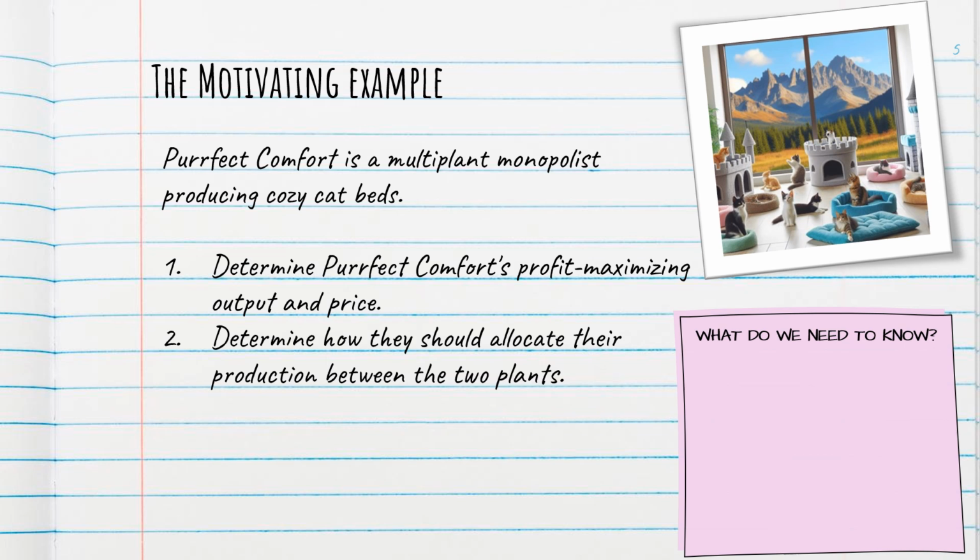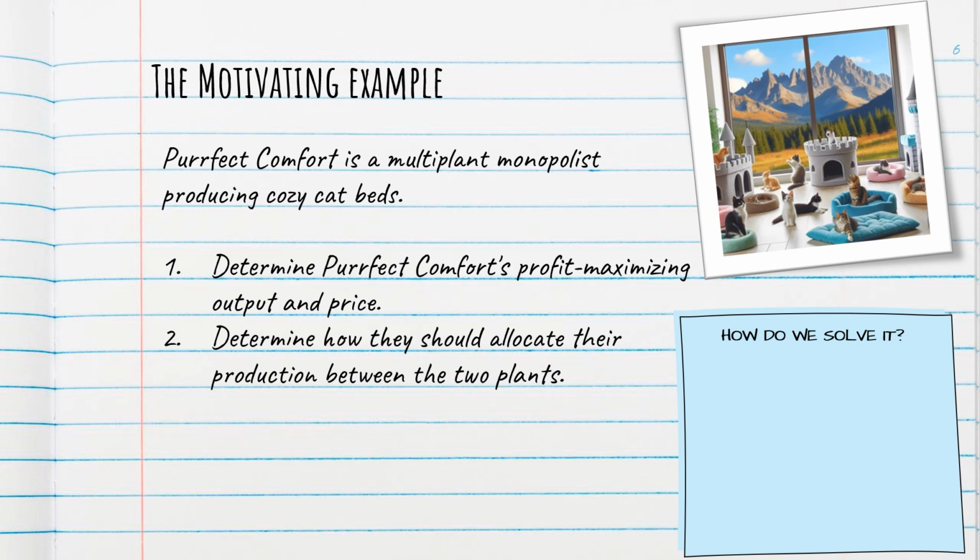What do we need to know in order to answer this question? It actually turns out that all we need is each plant's marginal cost curve, as well as the inverse demand curve. And not on the slide, but we need that detail that Q is the sum of Q1 and Q2.